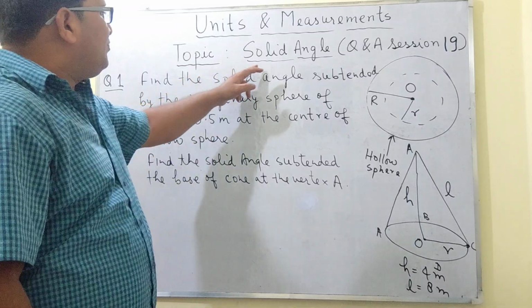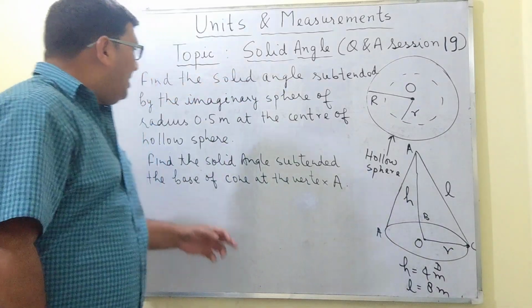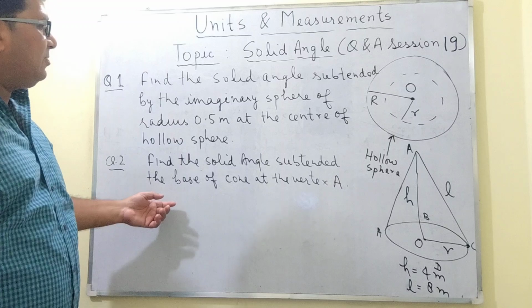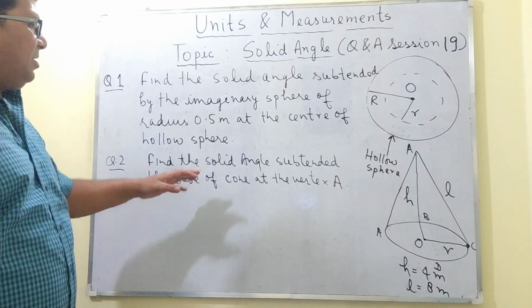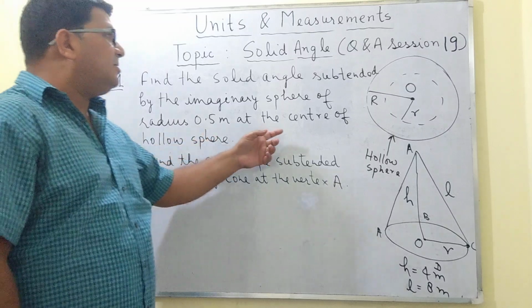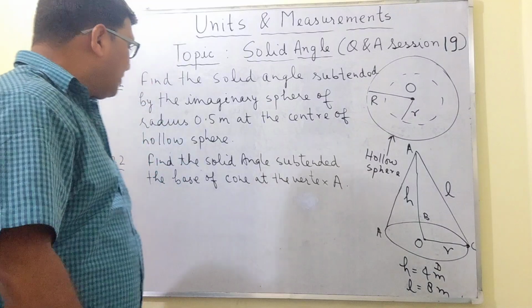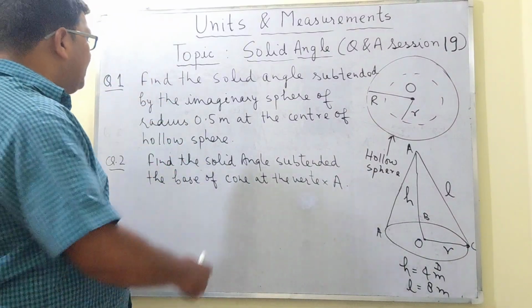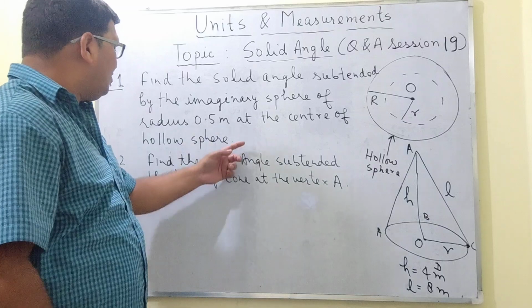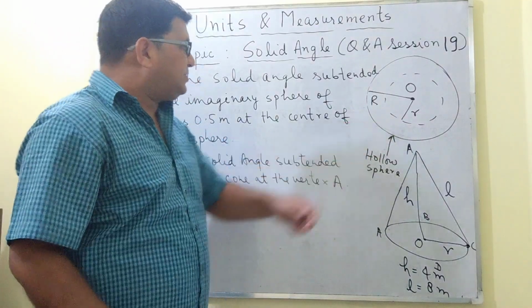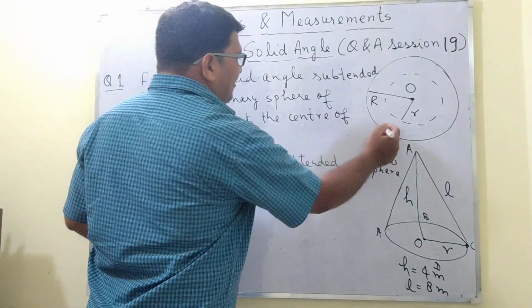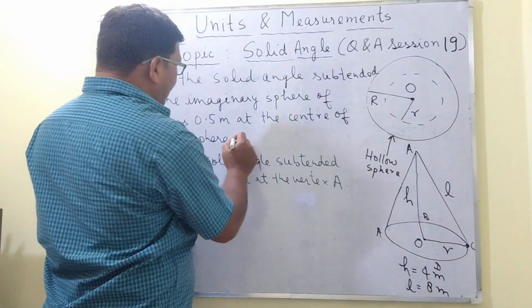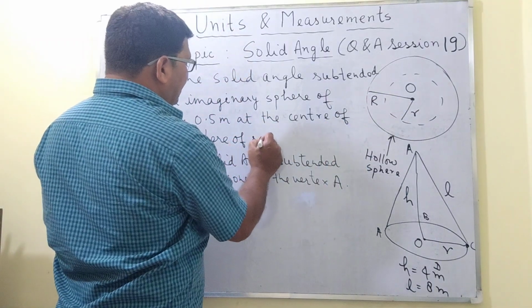The topic is the calculation of the solid angle, and based on this topic I have taken two very simple questions based on what we have studied in the last two sessions. So the first question is, find the solid angle subtended by the imaginary sphere of radius 0.5 meter at the center of a hollow sphere. So this is this hollow sphere. At the center of the hollow sphere of radius 1 meter.